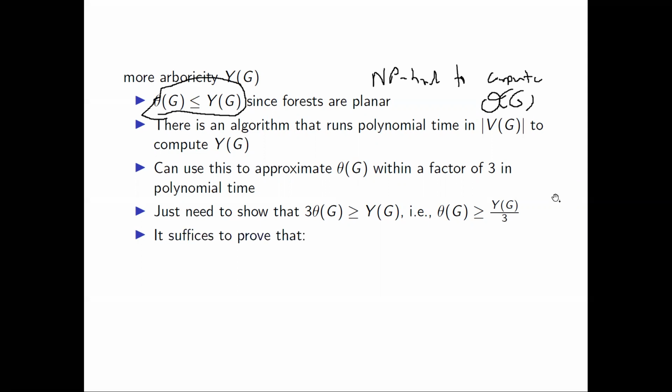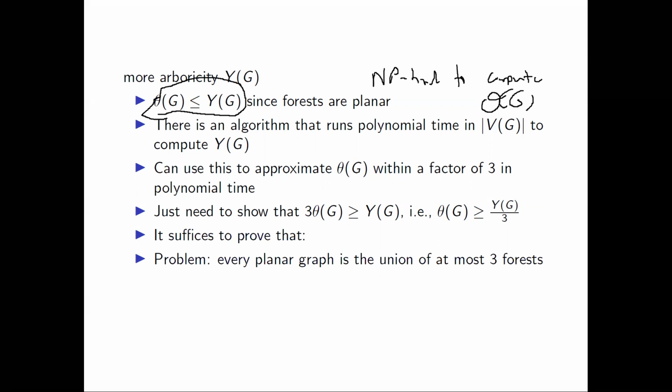So I claim that all you need to prove is the next statement, which I'm going to leave as a problem to you, but then we'll talk about why this statement gives us what we want. So here's the problem for you to prove. Prove that every planar graph can be drawn as the union of at most 3 forests. So any planar graph is the union of at most 3 forests, possibly fewer than 3, but you only need at most 3 forests to represent any planar graph.